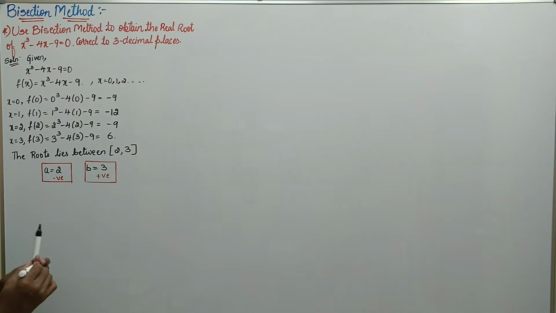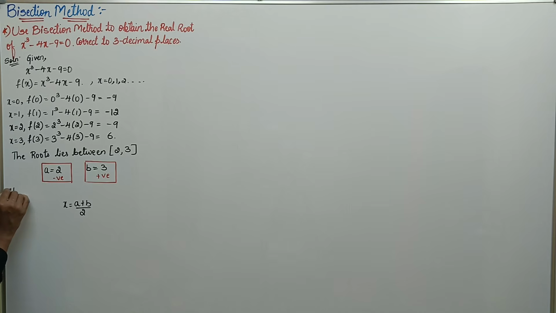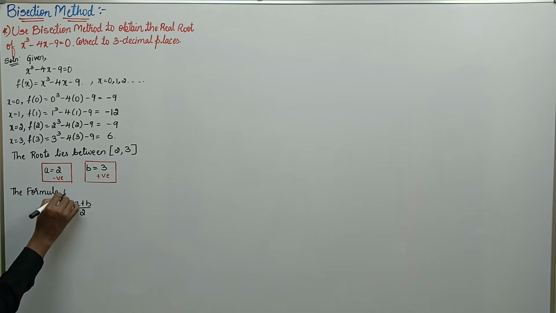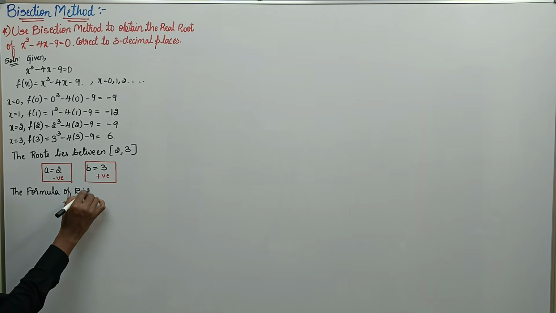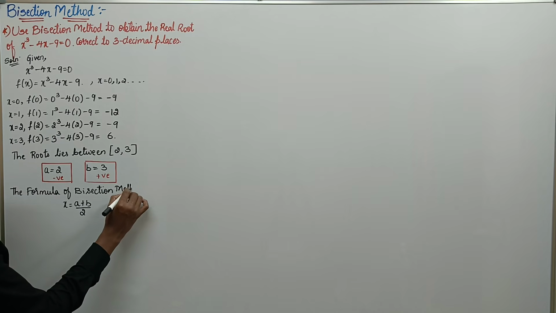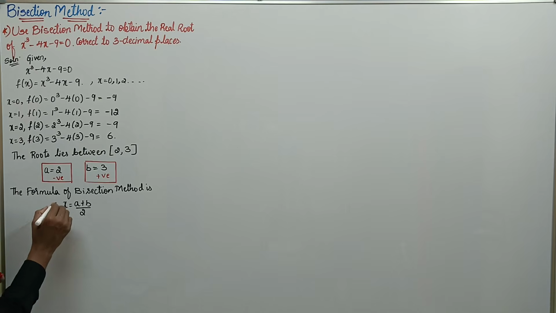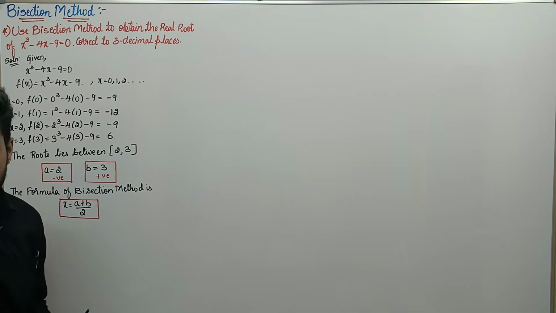Now, what is the formula of the bisection? The formula of bisection is x equal to a plus b by 2. This is the formula. The formula of bisection method is x equal to a plus b by 2. Considering this standard formula, we are going to apply the bisection method.